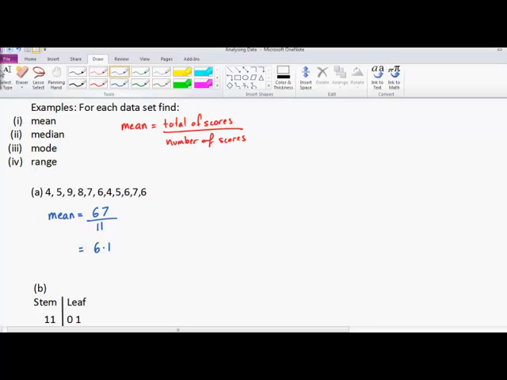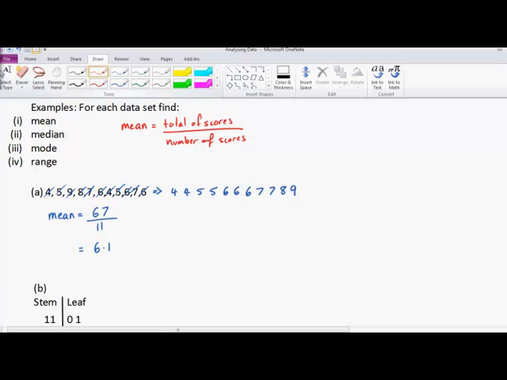Okay, moving on to median. So the median is the middle number. So to find the median, you need to actually arrange these numbers in order, because otherwise the middle doesn't make any sense. So rewrite those numbers from smallest to largest. Okay, so we've rewritten those scores. Now you need to know how many scores there are. So we counted before and there was 11 scores.